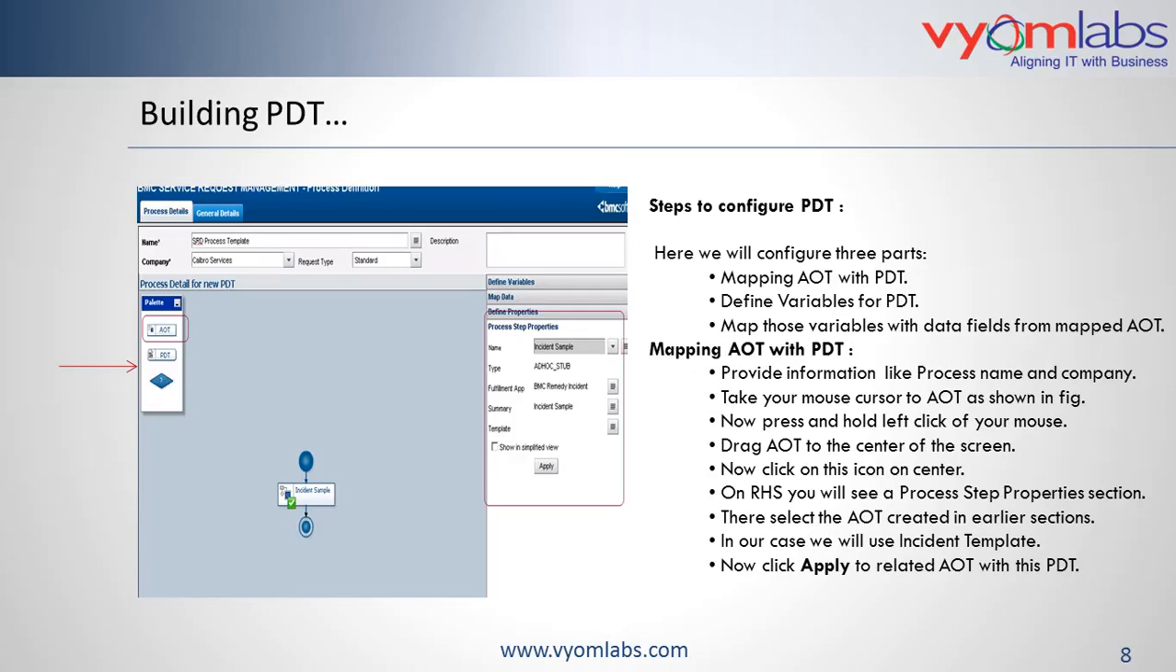In the drop down list you will get this AOT. You select it, as in our case we have selected the one we created earlier. Now we have to click on apply. The moment you click on apply, your AOT is related with your PDT. So we'll move on to the next screenshot.